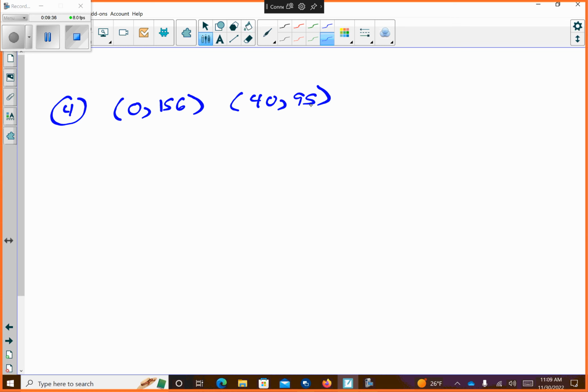So you don't plug this in point slope? Good. Why are you not using point slope? I love your thought. Yeah, because we have the y-intercept already given to us. So I'm going to label this x1, y1, and x2, y2. So what's the next step that we do in this case? Yeah, find the slope. Good job.